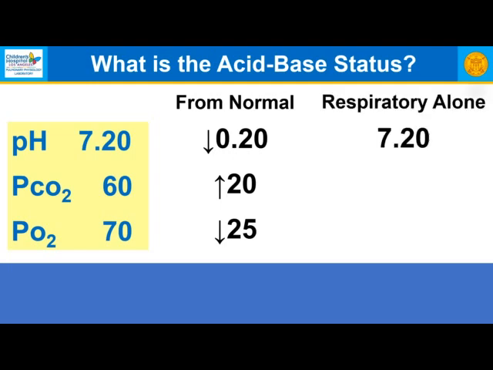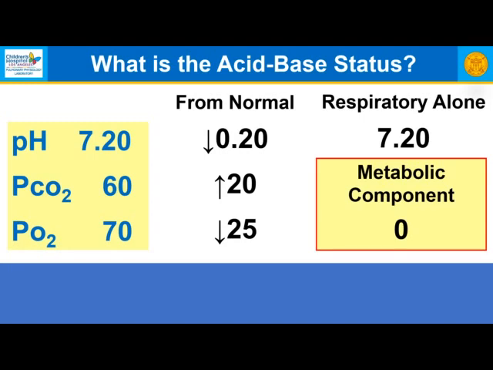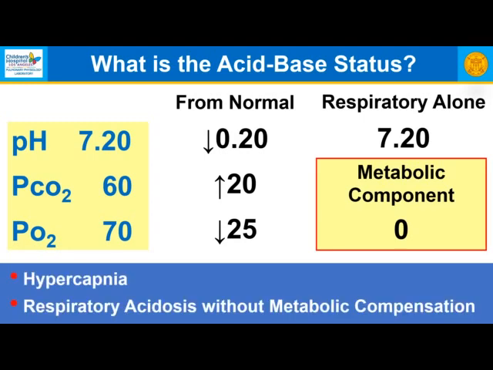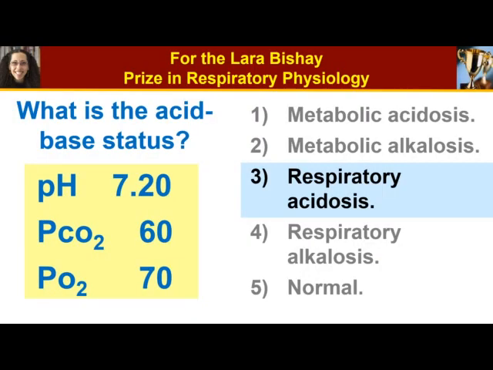All right. Is there a metabolic component? The observed minus the pH if there was a respiratory problem alone is, in this case, 0. There's no metabolic component. So this is, in fact, a pure respiratory acidosis without any metabolic compensation. There's no metabolic component here, all right? So that's the correct answer.